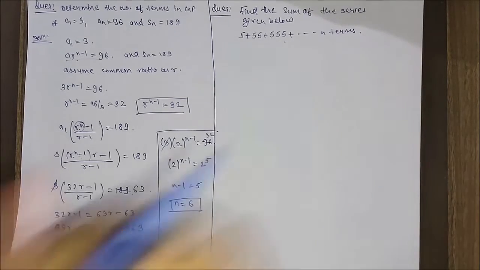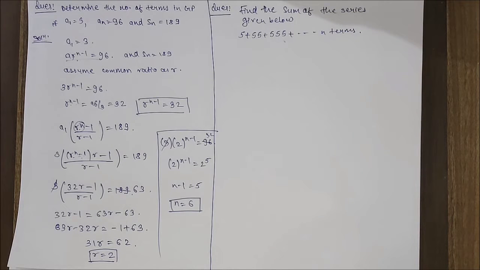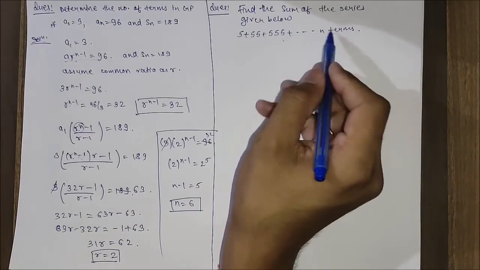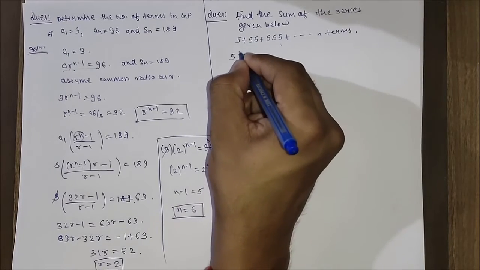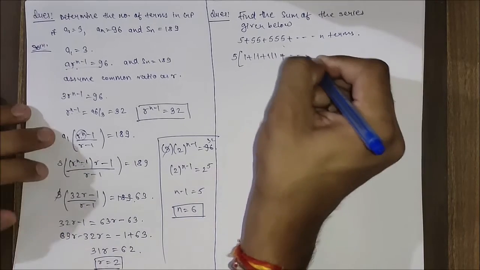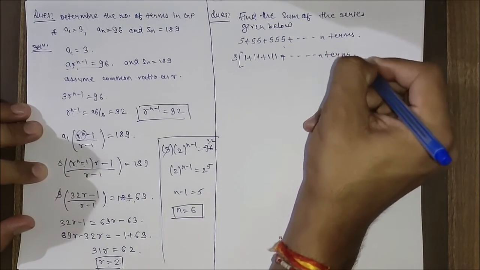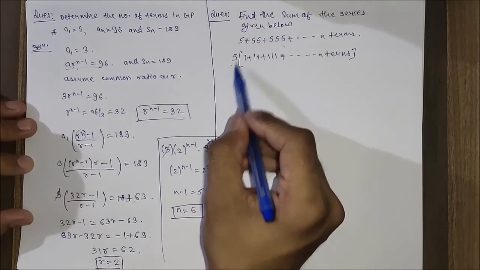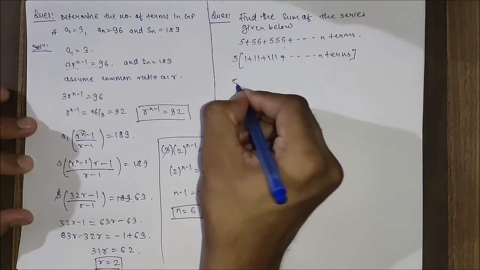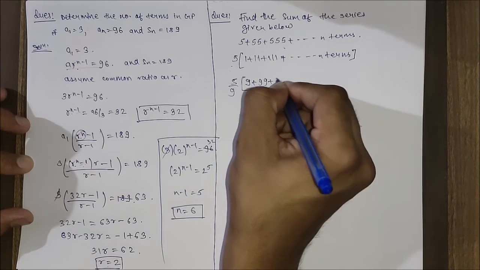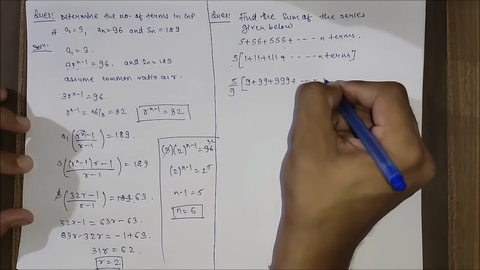While solving this question, you should follow the same pattern which I am describing here. Let's pull out 5 from this. We will get 5 times (1 plus 11 plus 111 plus up till n terms). Now let's divide by 9 and multiply by 9. 5 by 9, and when we multiply by 9, we get 9, 99, 999 up till n terms.